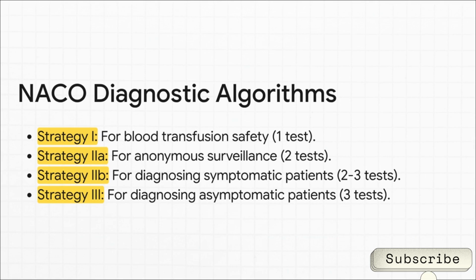Now, for anyone studying or planning to practice in India, you have to know the NACO guidelines. These are really clever algorithms that tailor the testing strategy to the situation. It's not a one-size-fits-all approach. Are you screening blood for transfusions? One test is enough. Are you diagnosing someone who is asymptomatic? You'll need 3 different tests to be absolutely sure. It's a really practical, resource-aware system.